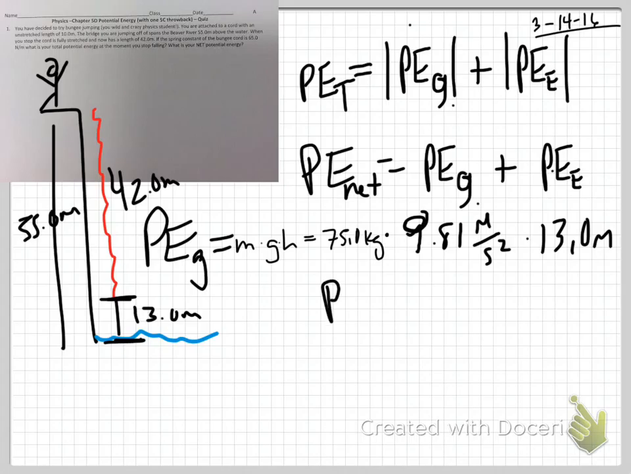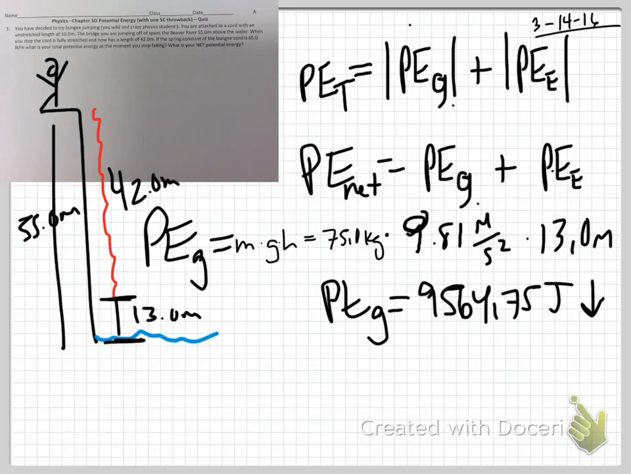What we get for PEg is 9564.75 joules. And we know that that energy is something that would enable this bungee jumper to go downward, to do work downward on an object. So we'll just leave it at that for right now.